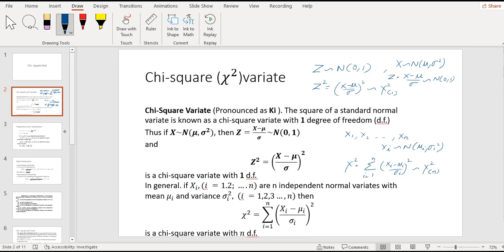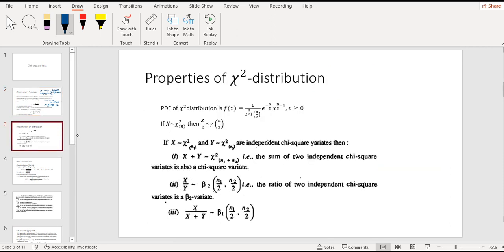Okay, before we proceed, let me give you some idea about the properties of the chi-square distribution. The first one is the probability density function of the chi-square variate. Although it is not of interest to anyone, because we are interested in the testing of hypothesis only, it is just for the sake of knowledge. The probability density function of chi-square distribution is given by 1 upon 2 raised to the power n by 2 gamma n by 2, e raised to the power minus x by 2, x raised to the power n by 2 minus 1, and here the value of x is greater than or equal to 0.